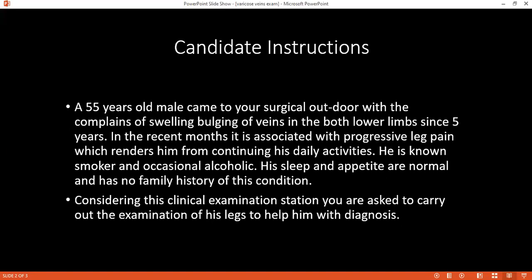All right. So if you have read and understood the clinical examination station, kindly please begin. So first I'm going to enter the examination hall. I'm going to wash my hands.